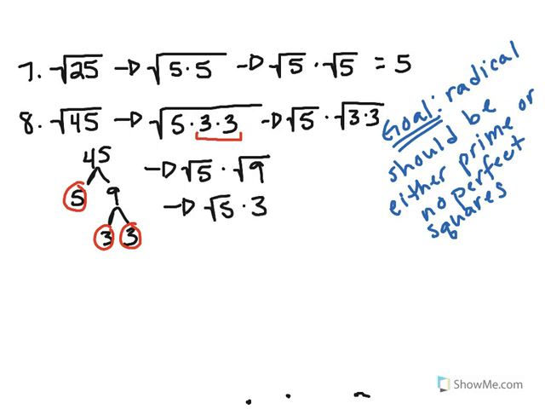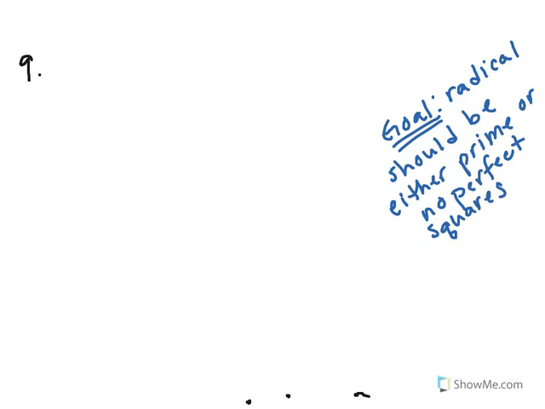But we don't ever write our answers like this. If there are any whole numbers, we write them in front of the radical. So this would be the simplified version of the square root of 45. Let's try another one. Okay, so how about let's do the square root of 80.